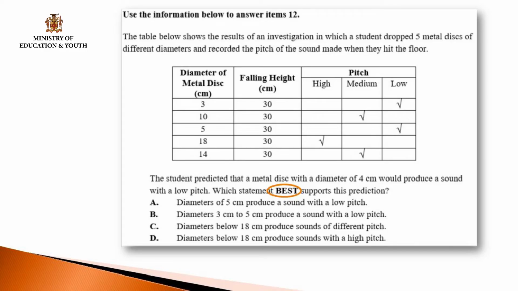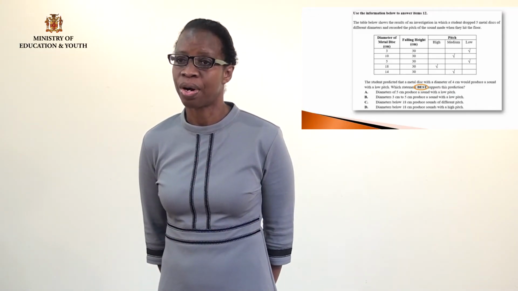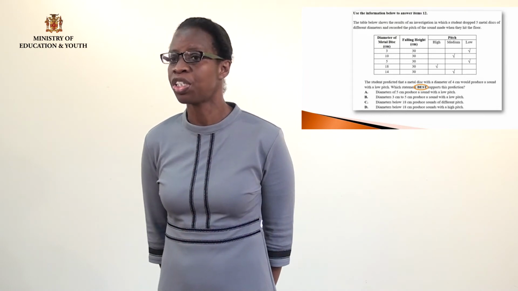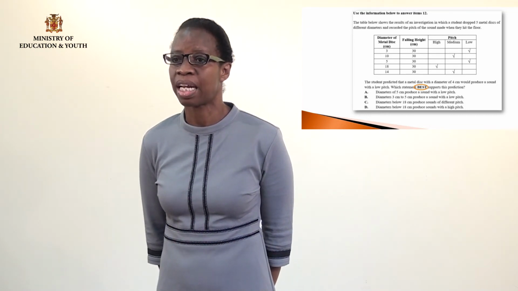All right, let's look at our second question. So here we're given a table with some results from an investigation where a student dropped some metal discs, and notice they are of different diameters, and they're recording the pitch of the sound made by indicating whether it was high pitch, medium pitch, or low pitch. So again, we want to look more closely at our table, because once you're given information, you must be able to analyze that information first of all. So let's look closely at our table.